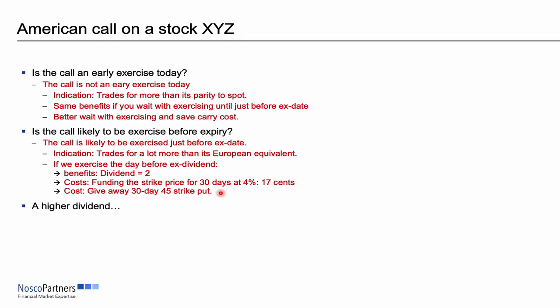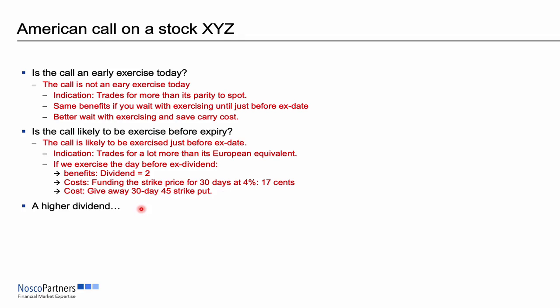So all in all, my benefit, the dividend, is much, much higher than the costs I have of early exercising. So this is an early exercising candidate. If I had to make the decision today, either to early exercise or to never exercise before expiry, I would early exercise today. But of course I can wait. So it's not an early exercise today, but it's very likely an early exercise before expiry.